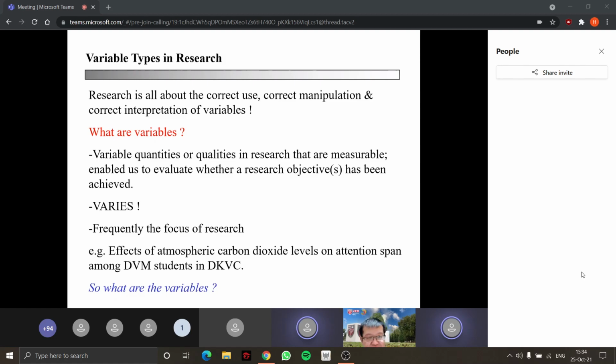Let me put it this way. Variables are things that you can use, measure, manipulate, and analyze in order to prove something in research, to prove an effect. For example, to prove that the COVID-19 vaccine works, it should be able to reduce the number of hospitalizations. It should be able to reduce the number of deaths. That is at the macro level.